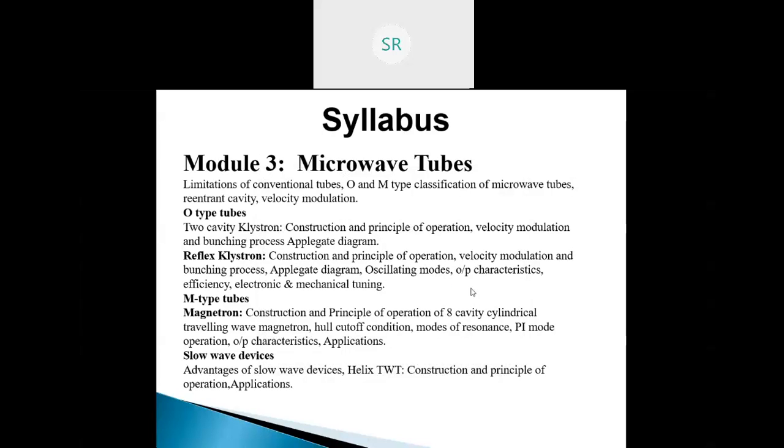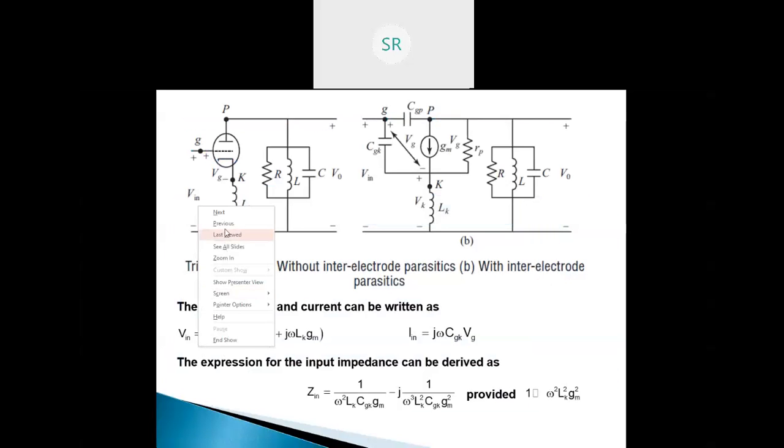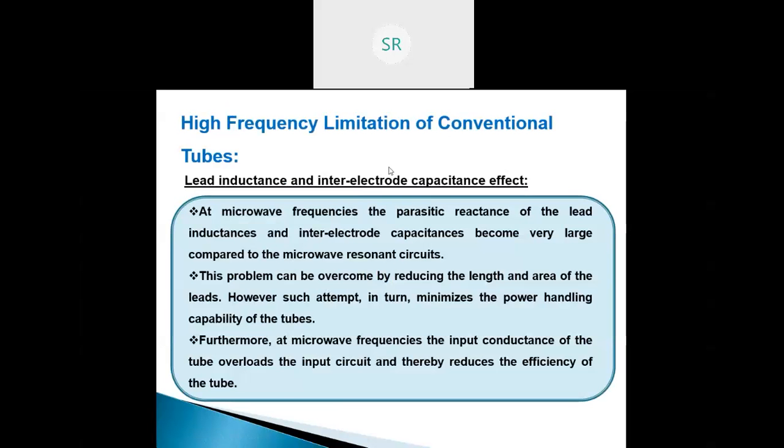We need to know about the various factors and limitations for this particular tube. Generally, we are using a triode, a diode, a tetrode or a pentode. But what happens at microwave frequencies? This tetrode, pentode, or triode will not work at a microwave frequency.